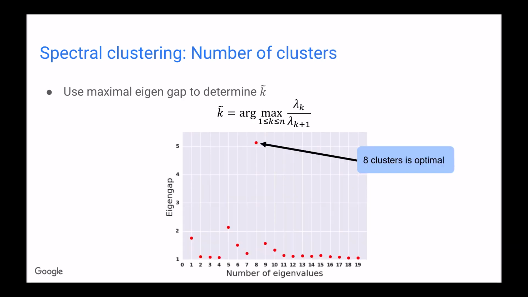To find the number of clusters, we use the eigengap. The optimal number of clusters should maximize the gap of eigenvalues. In this example figure, the gap has max value when k is 8, so 8 clusters is optimal in this case.